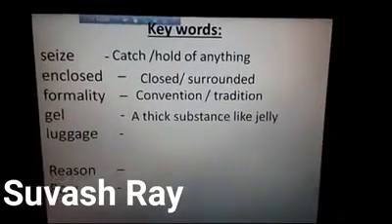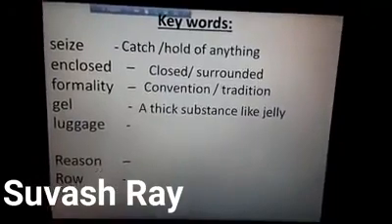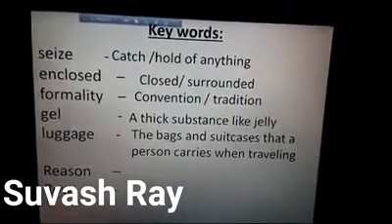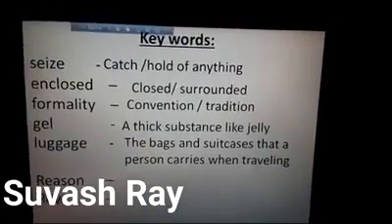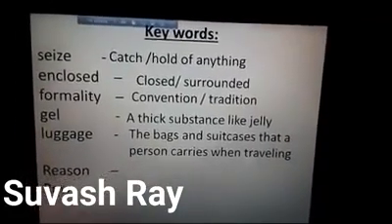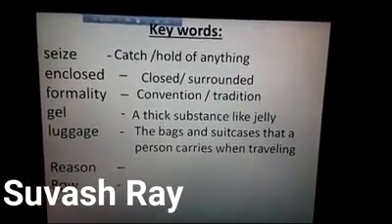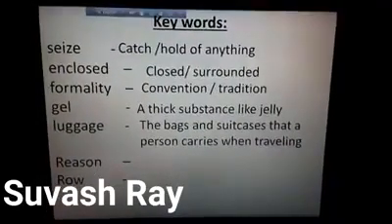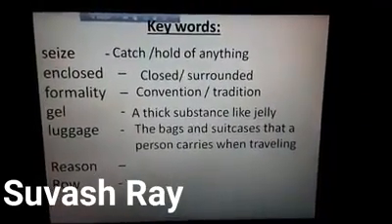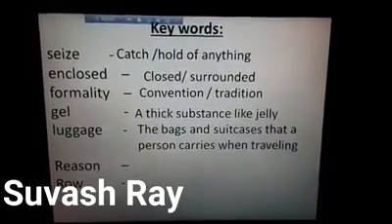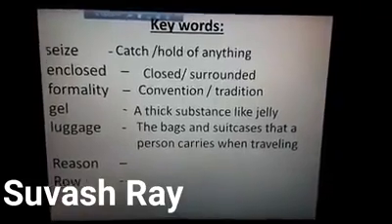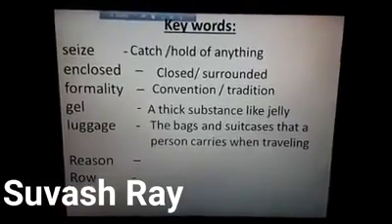Okay, my dear students, can you guess the meaning of the word luggage? Luggage means the bags and suitcases that a person carries when traveling. You know, whenever he or she travels on a long trip, he or she needs some necessary things with him or her. So he needs some bags or suitcases. Such kind of bags and suitcases are called luggage.